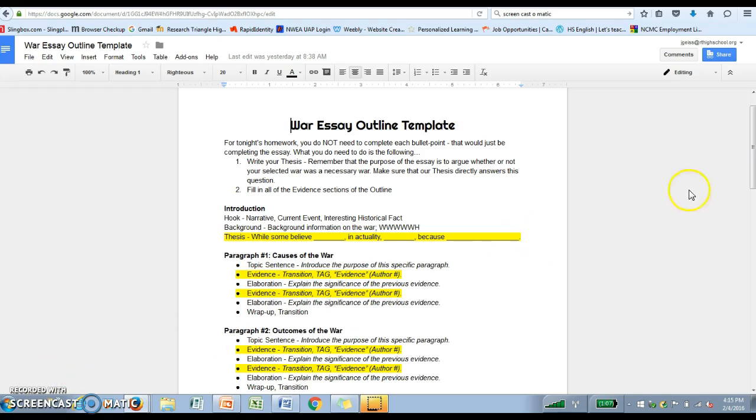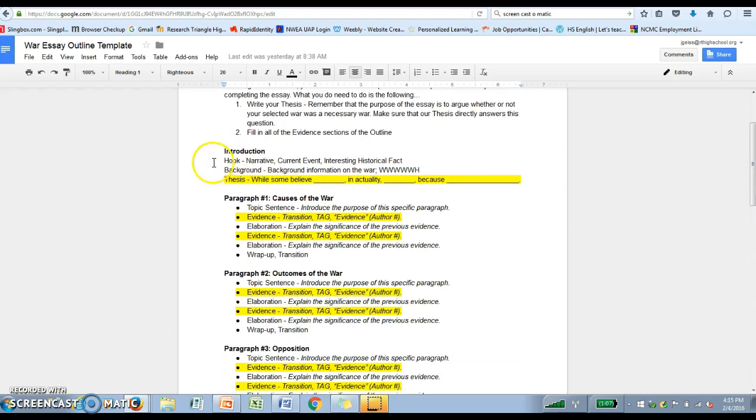So if you take a look at the outline, your introduction needs to have a hook, a background, and a thesis. That does not mean that your introduction is going to be 3 sentences. Your introduction should be many more sentences than that, at least 5, if not 6 or 7 or even 8. So let's talk about what goes into each part of your introduction.